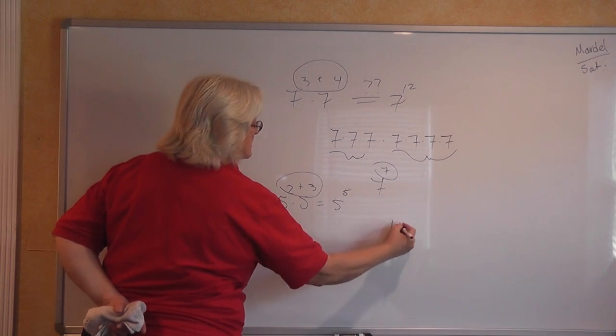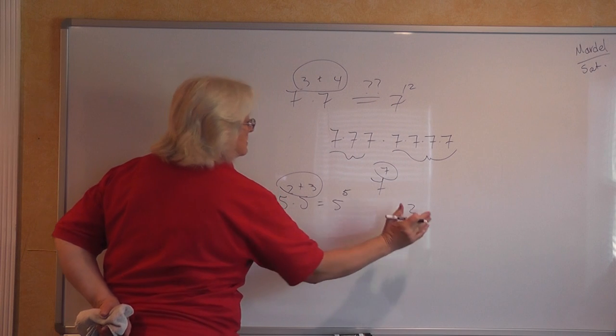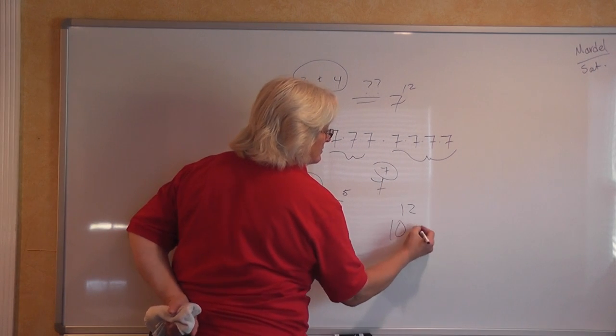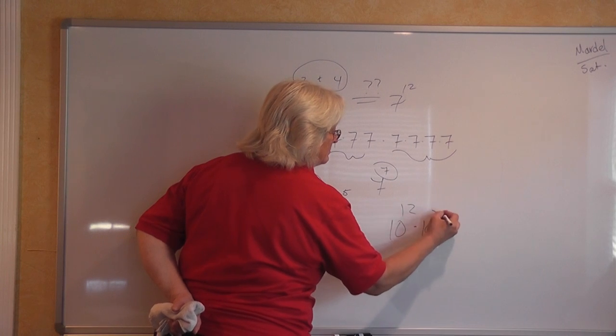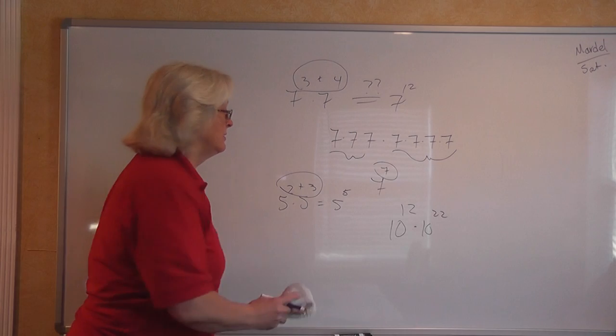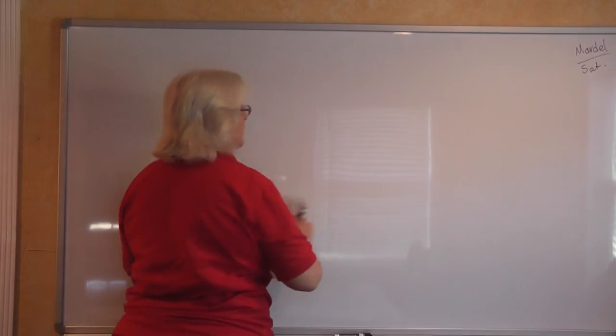Let's say that you had something like 10 to the 12th times 10 to the 22nd. What does this actually mean? 10 to the 12th times 10 to the 22nd.